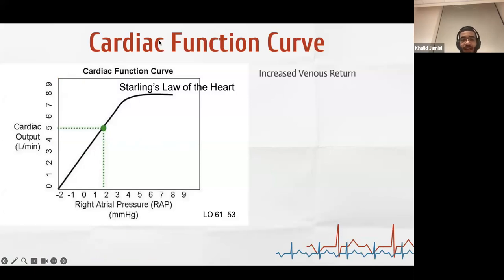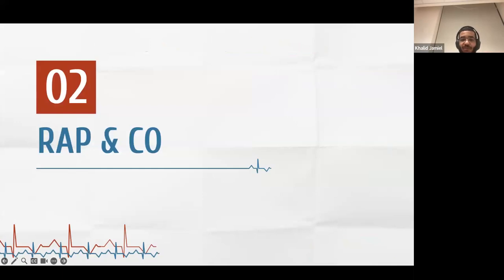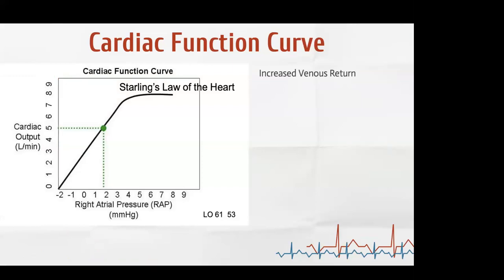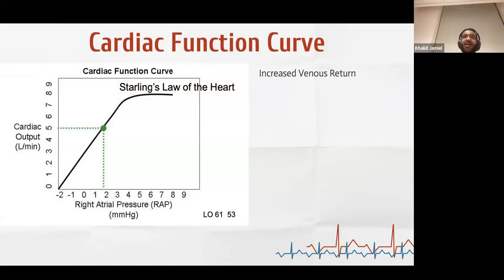Okay, let's go back. So we introduced the vascular function curve. Now let's introduce the cardiac function curve. Okay, so this is the relationship between right atrial pressure and cardiac output. I need you guys to look from a new perspective right now. What happens if we increase the venous return? What happens to the right atrial pressure? It increased. Why? Because you're having a higher volume of blood in the right atrium. So if you increase venous return, then you're increasing right atrial pressure.